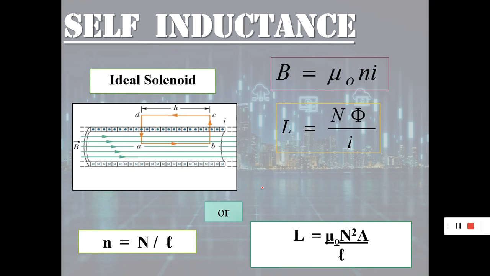For example, an ideal solenoid. For a solenoid, B equals mu naught times n times I, where n is N over L, the number of loops over length, and I is the current. So L is the inductance.